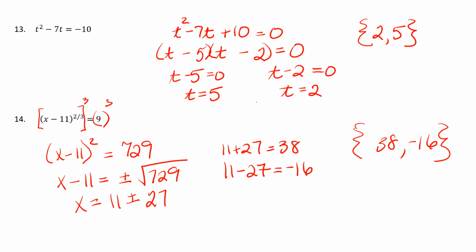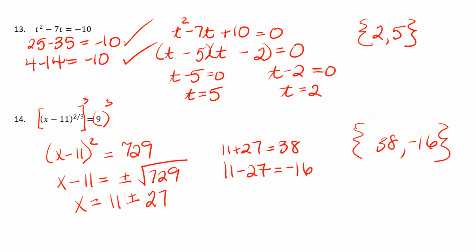And on problems like these, it's very easy to check your answers real quick. So on number 13, if you put 5 in, you get 25 minus 35 equals negative 10. That's true. If you put in 2, you get 4 minus 14 equals negative 10. That's true. That took me less than 30 seconds. If I plug them in and they don't work, I know I made a mistake. I can go back and fix it.